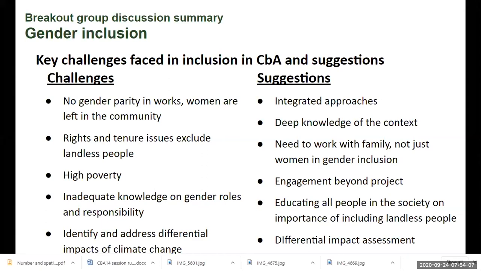And then while designing an intervention or approach, we need to assess differential impact, consulting with the groups that are impacted, and then find the best option that supports them. This is all from our group. Thank you.